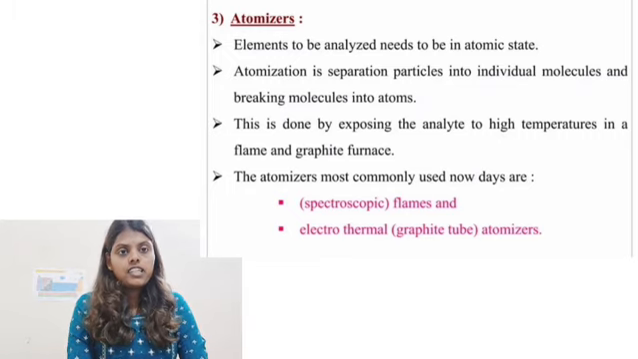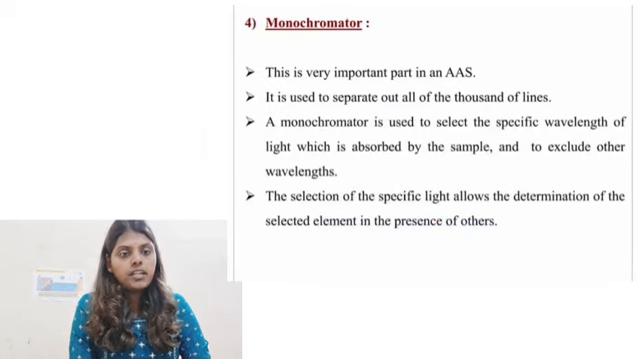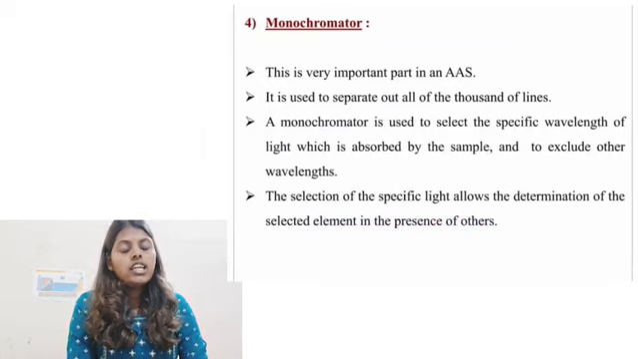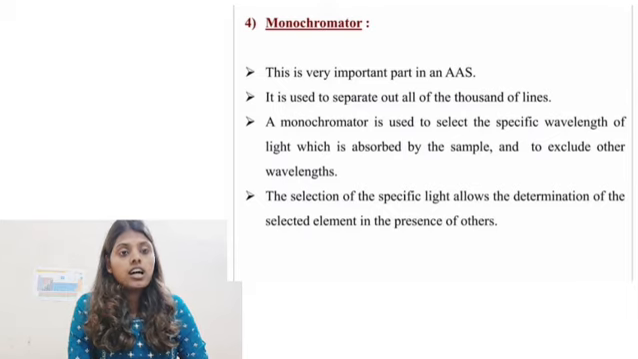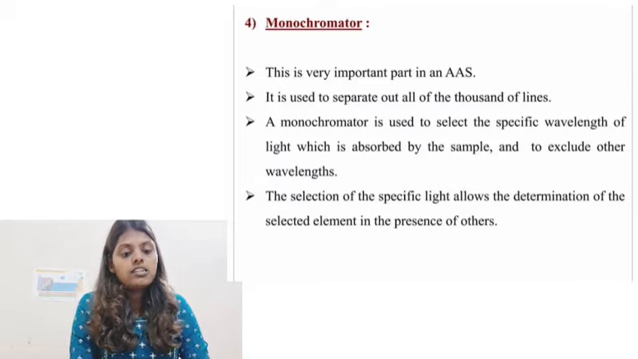The third component in a spectroscopy is the monochromator. It is a very important part in an atomic spectroscopy. It is used to separate out all the thousands of lines. A monochromator is used to select the specific wavelength of light which is absorbed by the sample and to exclude other wavelengths. The selection of specific light allows the determination of the selected elements in the presence of others.